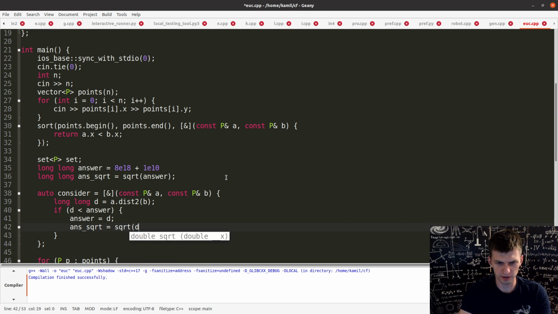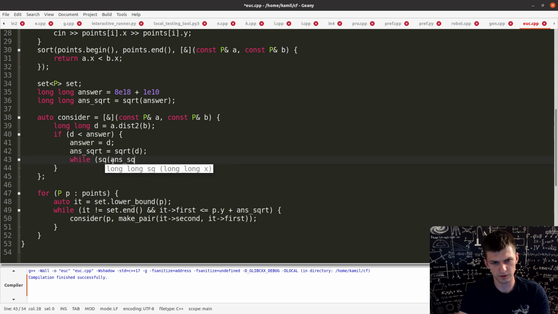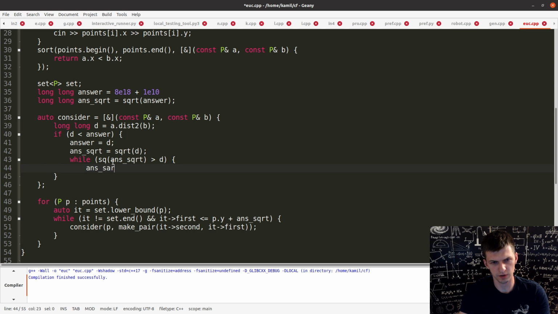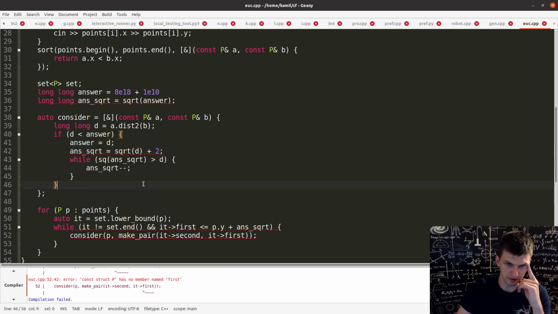Now this shouldn't be enough, but it's close. So then let's fix it like this. While the square of this is too big, then decrease by 1. Now this should be exactly precise, like it should be perfect. I wouldn't feel safe with just square root. Let's say I'm safe with this. I feel safe with this.